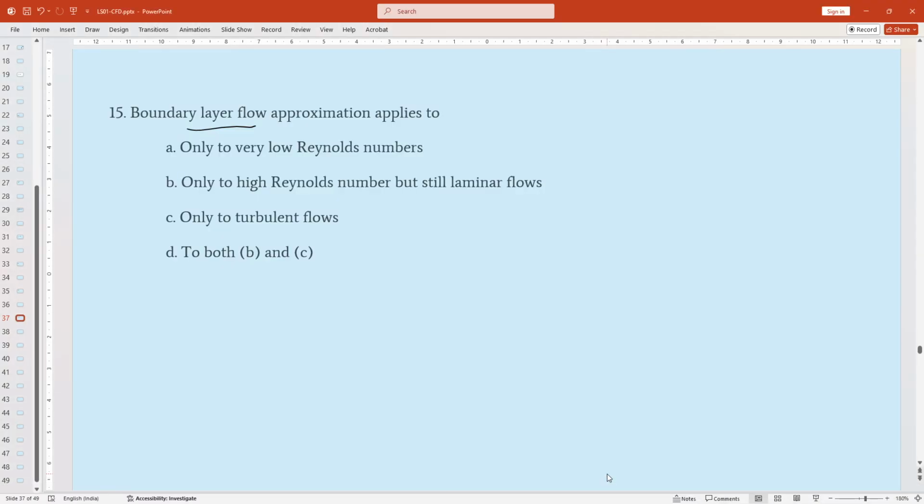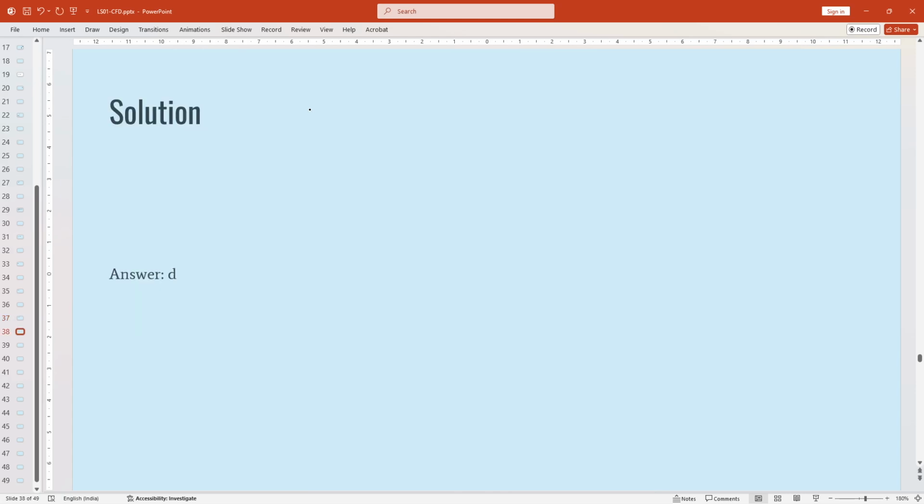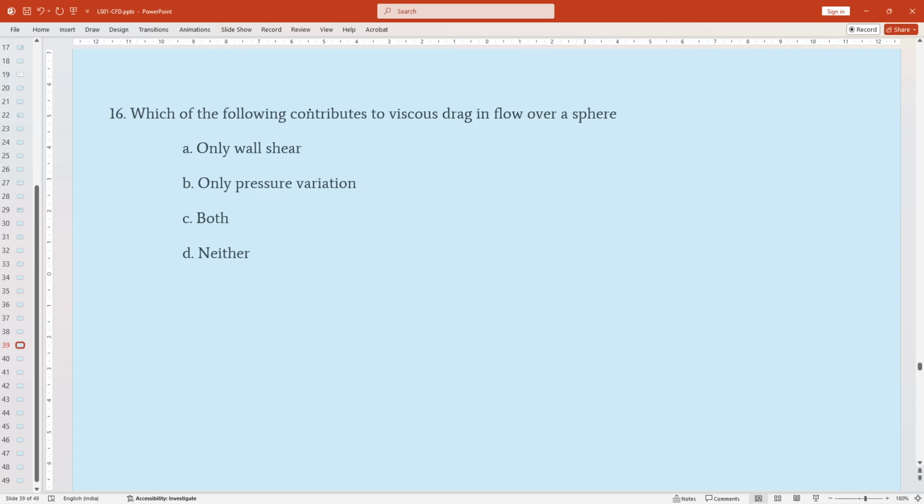Is right. Option D, that is to higher Reynolds number flows as well as turbulent flows, we can use boundary layer approximation. Moving on to next question.